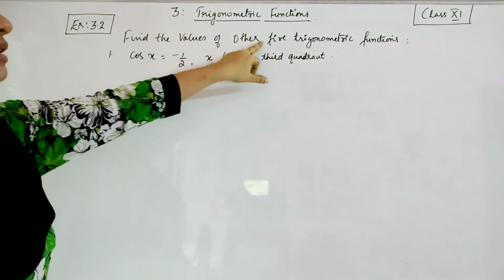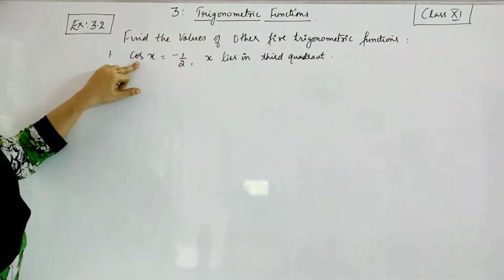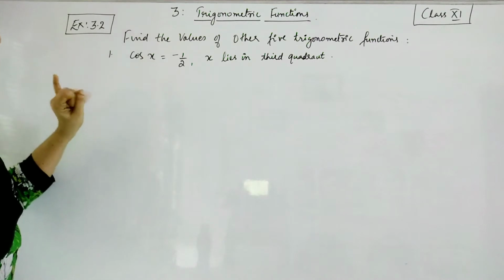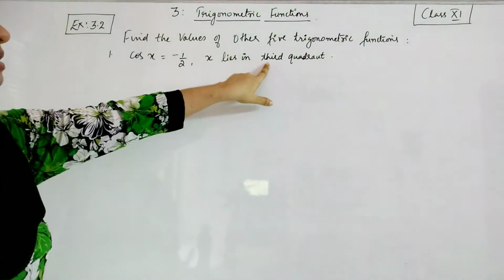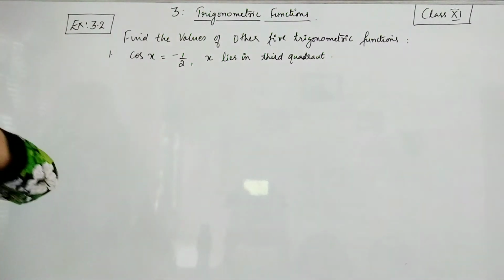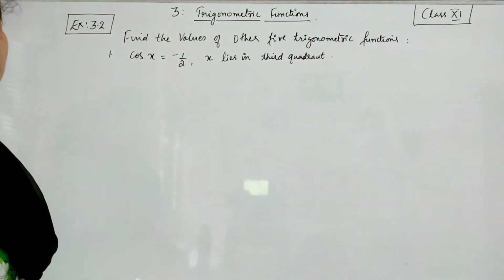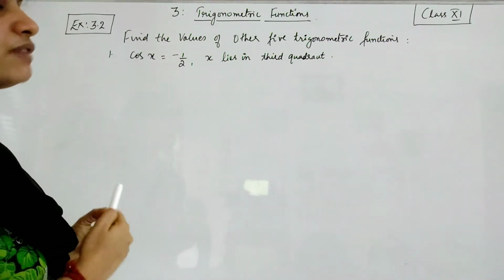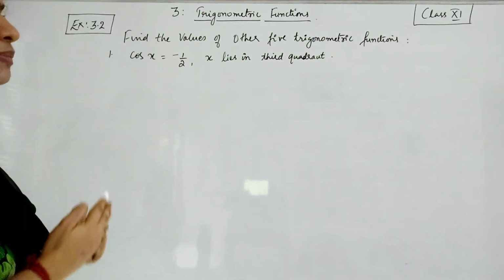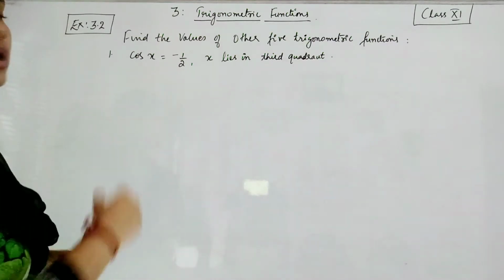Now, find the values of the other 5 means you have been given cos, so the remaining 5 are sine, tan, cot, sec, cosec. Okay, and since this condition is given, that is x lies in the third quadrant, the meaning is you have to choose which sign of the functions to be taken. That means either positive or negative according to the quadrant.